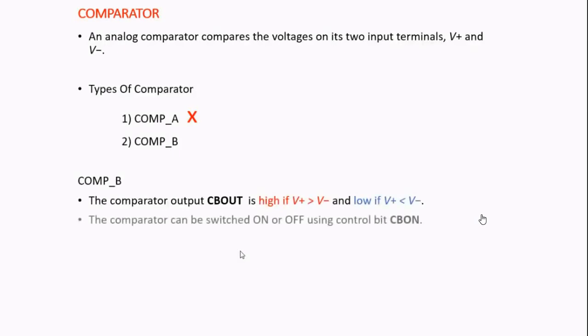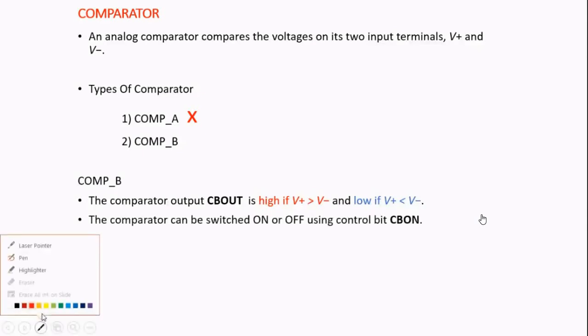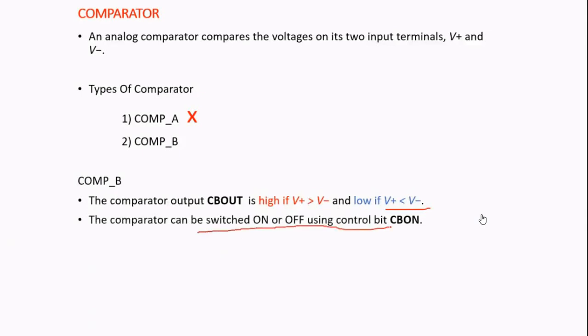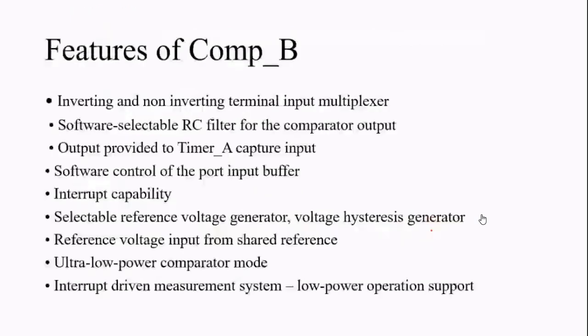So there are two things. If the comparator output is high, it means the V plus terminal is greater than the V minus terminal, and if low, V plus is less than V minus. The comparator can be switched on or off using the control bit CBON. With the help of this bit, you can switch the comparator on and off. Later, in the block diagram, I will discuss this in detail.